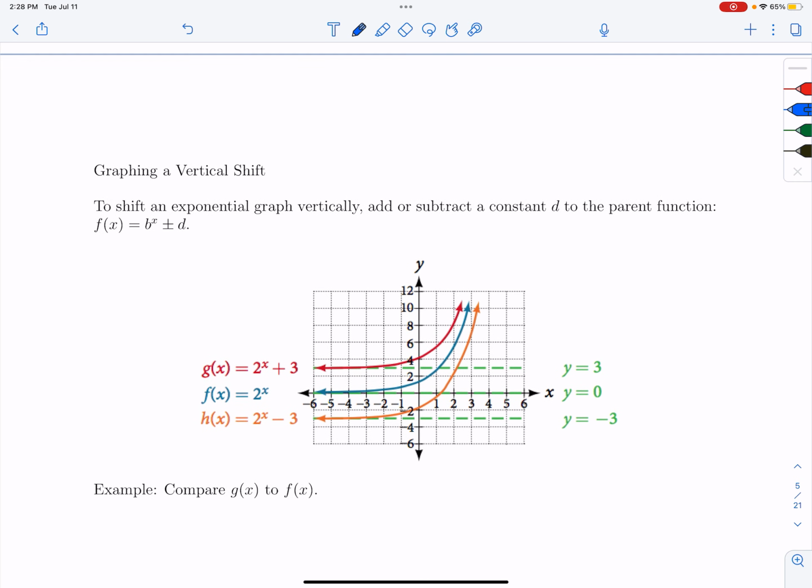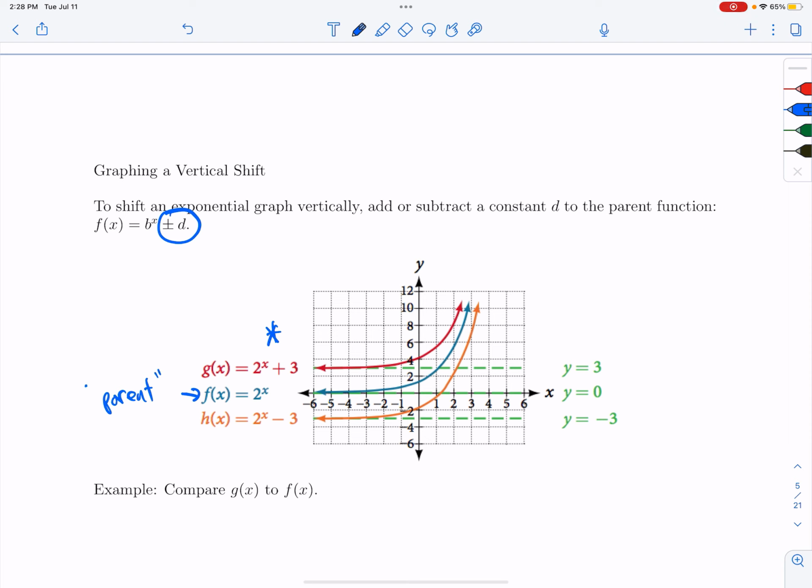Graphing a vertical shift, what we do is we add or subtract a real number value outside of the function. So d here is that vertical shift. And we can see these examples here. So g of x is equal to, well, actually, let me start with f of x is equal to 2 raised to the x. This is like the parent function.